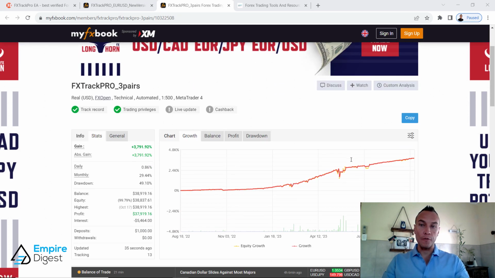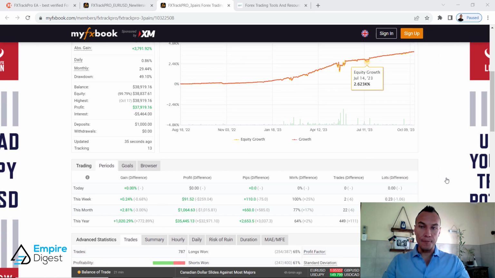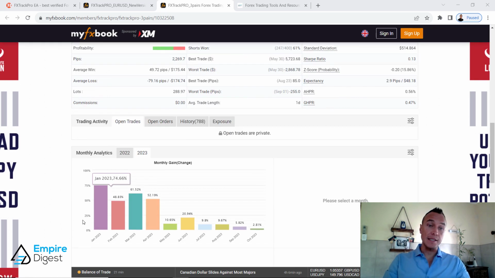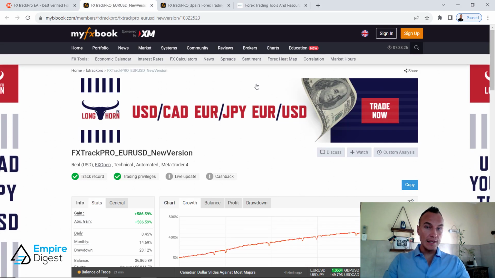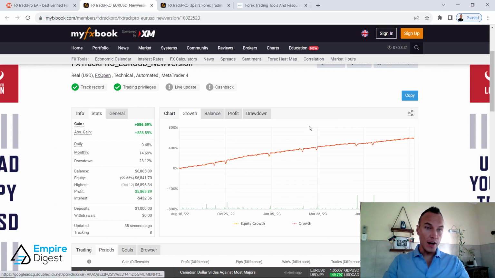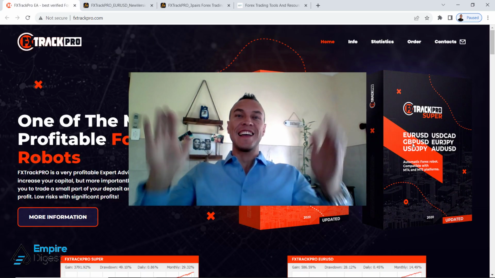Looking at both of these graphs, I must say the growth is phenomenal, and I don't see why it's not a real account. The statistics are looking good. Let's head over to this My FX Book account quickly. Same for this one, real account. The graph is looking good. The growth is looking good.